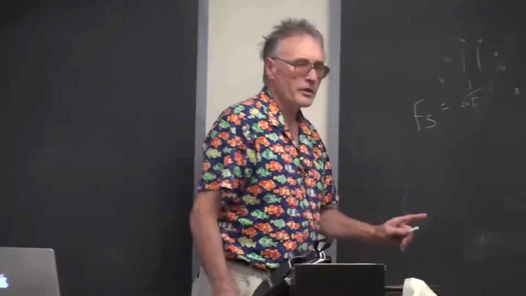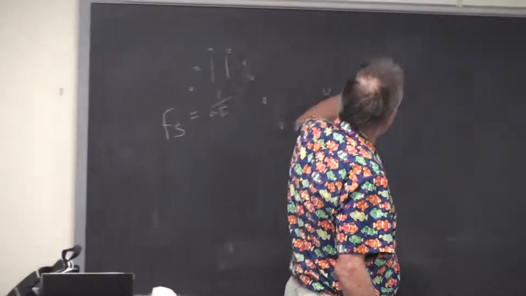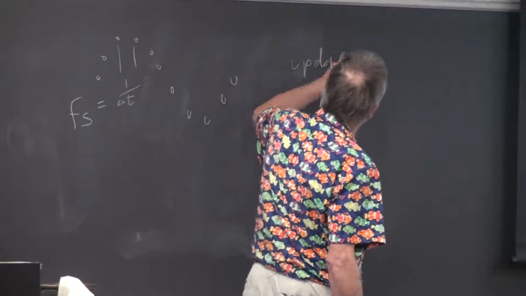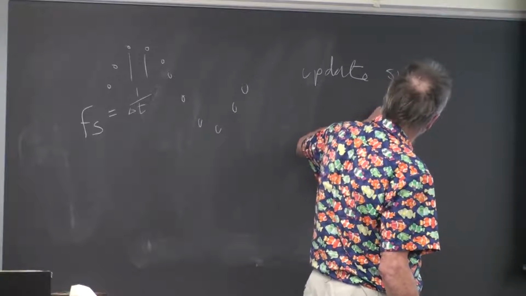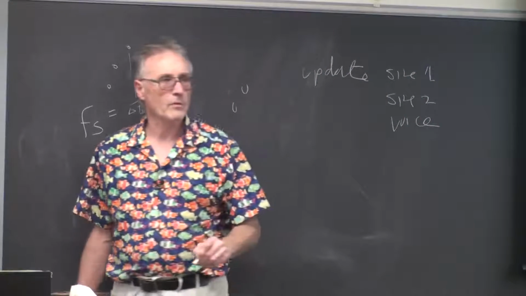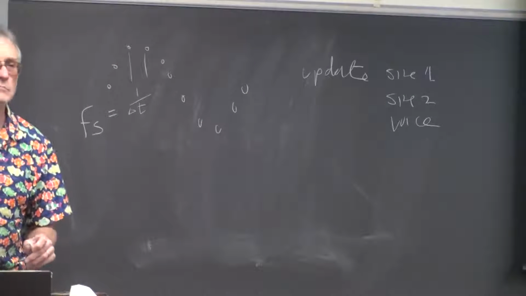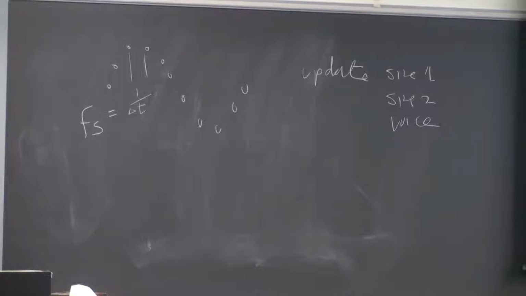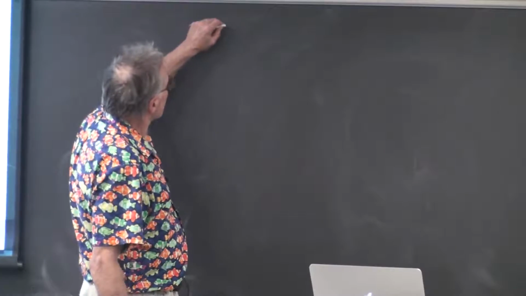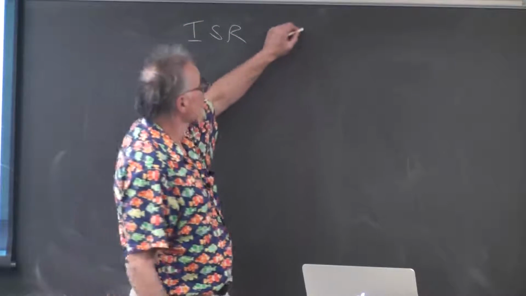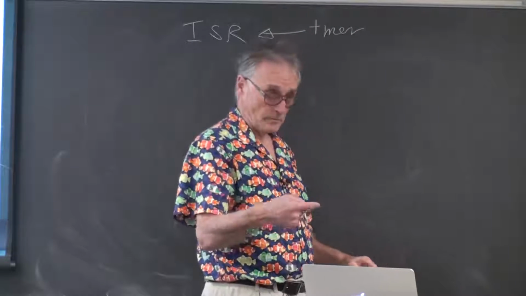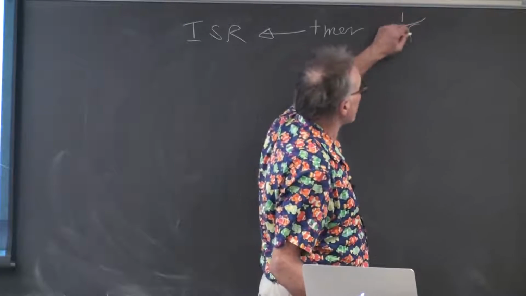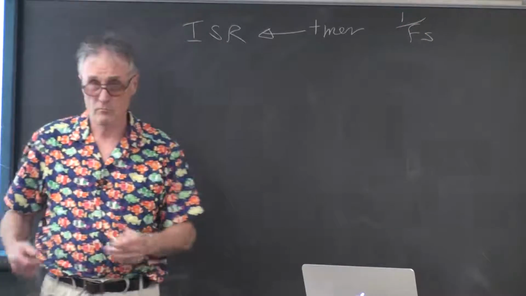So in the ISR, you're going to need to update sign 1, sign 2, and voice. To expand that a little bit more, what's going to be in the ISR, and this is a timer ISR, and it's ticking, the timer is timing out at a rate of 1 over fs, right?